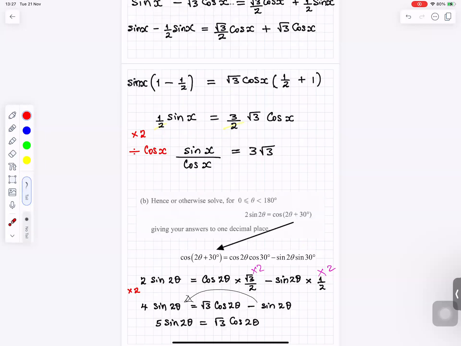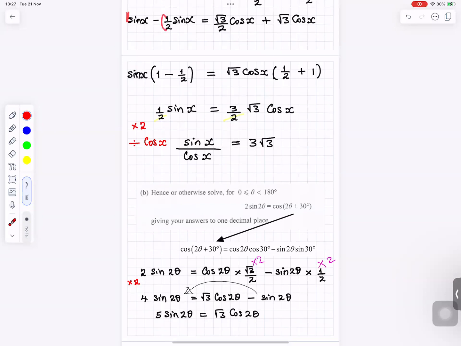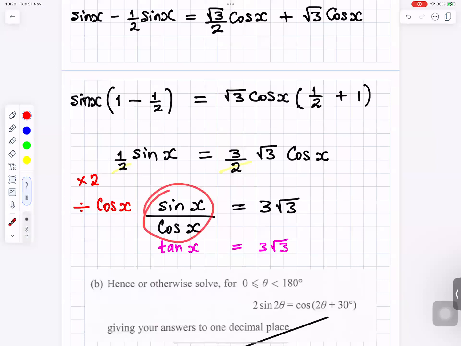We factorize 1 minus a half because sine x comes out of the bracket. So sine x times 1 minus half. And then root 3 cos x comes out of the bracket, and then you have half plus 1. So 1 minus a half is a half, and then half plus 1 is 1.5, which is 3/2. And you can multiply by 2 to get rid of those 2s. And then you divide by cos x to get sin x over cos x is root 3 over 3, and sin x over cos x is tan x. That's tan x then.